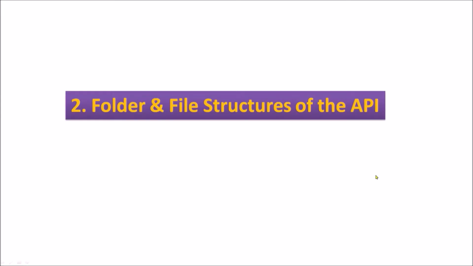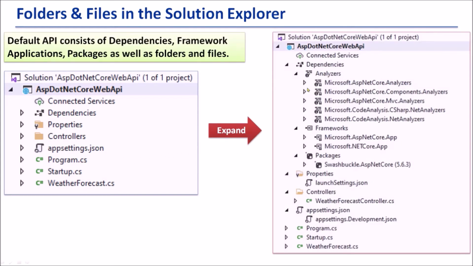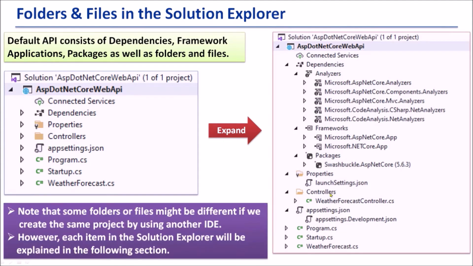Folder and the file structure of the API. This is the Solution Explorer window from the project we just created. If we expand this window, many hidden files will be displayed as shown in the screenshot. Default API consists of dependencies, framework applications, packages, as well as many folders and files. Note that some folders or files might be different if we create the same project by using another IDE. However, each item in the Solution Explorer will be explained in the following section.